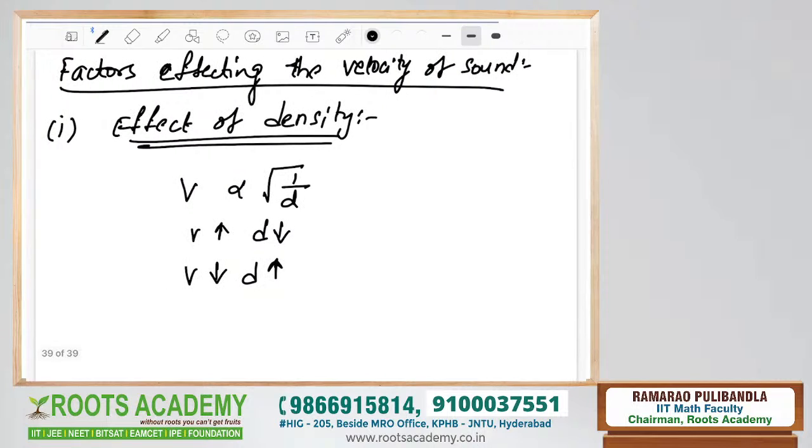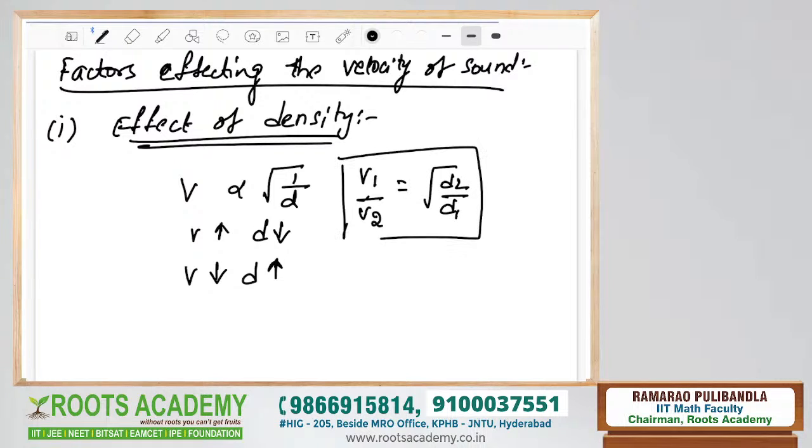So with that relation we can write v is inversely proportional to the square root of 1 by d, that is V1 divided by V2 is the square root of D2 divided by D1. So this is the case.